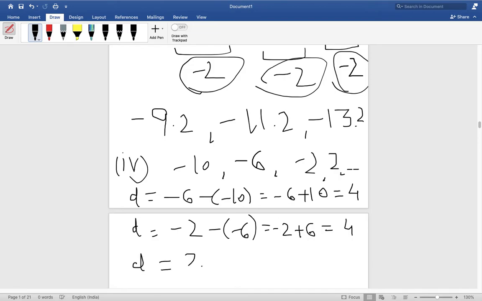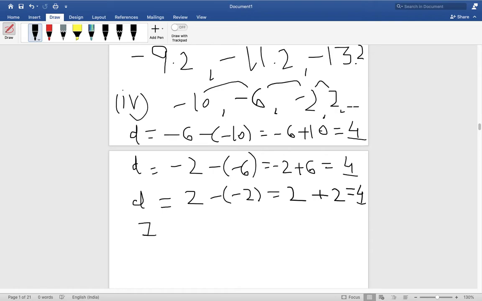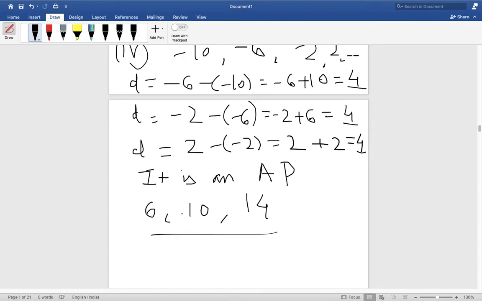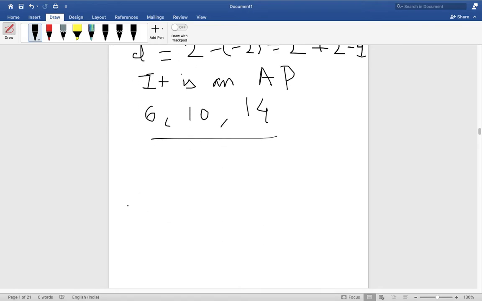Again, the fourth term minus the third term: 2 minus minus 2, 2 plus 2 is 4. Common difference 4, staying the same. The difference between the second and first term, the third and second term, the fourth and third term, the common difference is staying the same. Hence, it is an AP, an arithmetic progression. For the next terms, just keep on adding 4. 2 plus 4 is 6, 6 plus 4 is 10, 10 plus 4 is 14. That's it, done.